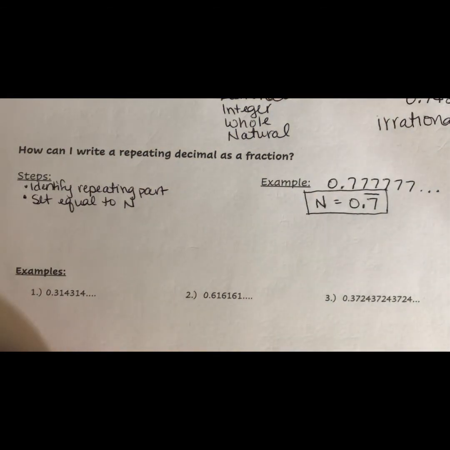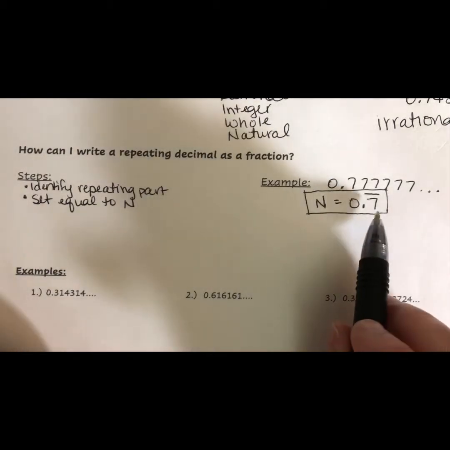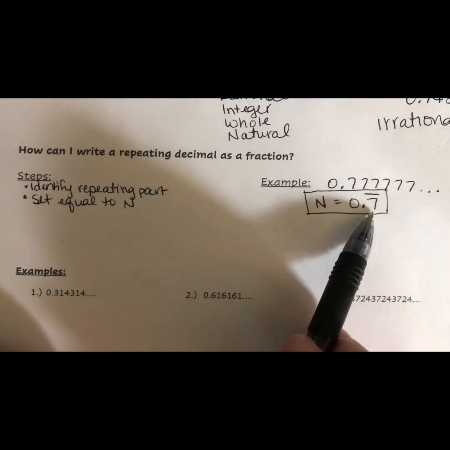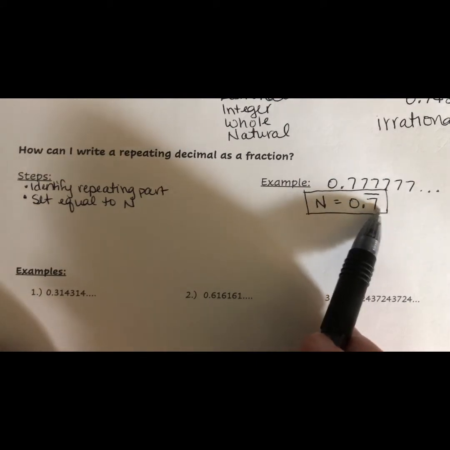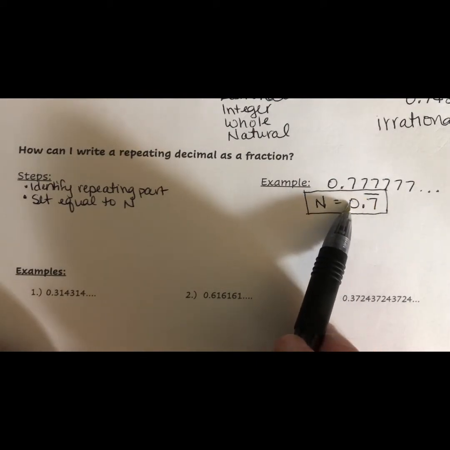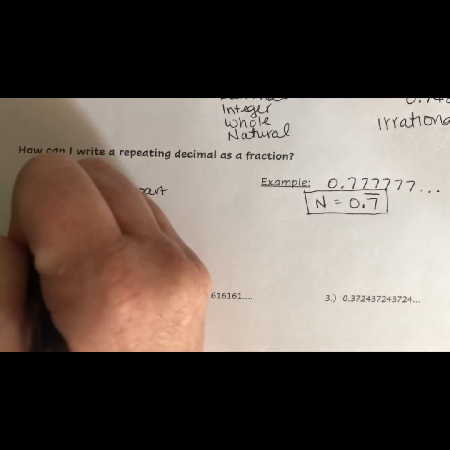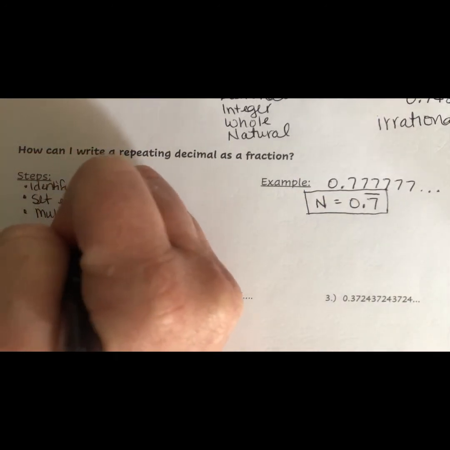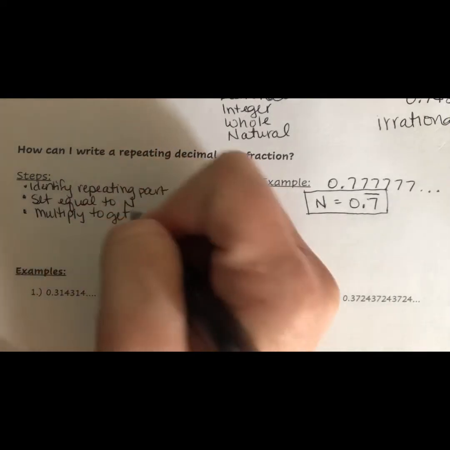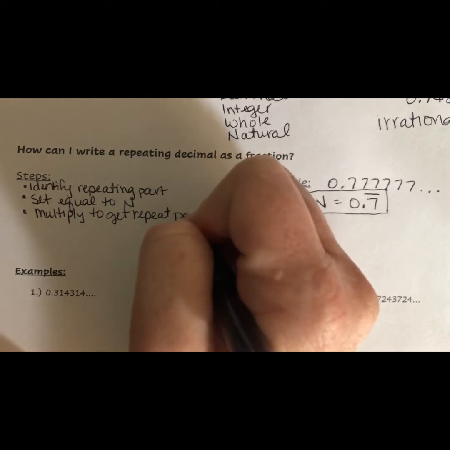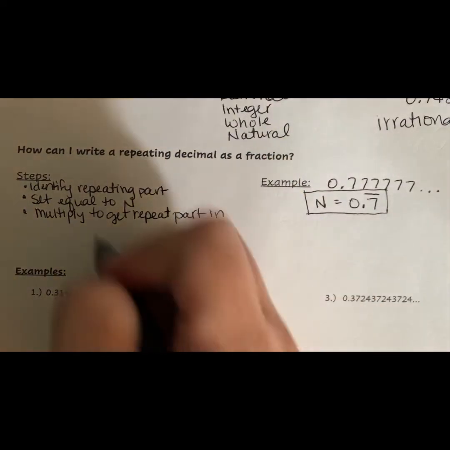Okay, next thing we need to do is multiply to get anything that's repeating, this repeating portion. Here we just have a 7. We need to get the whole entire repeating portion in front of the decimal. Okay, so that's our next step. So we want to multiply to get repeat part in front of decimal.